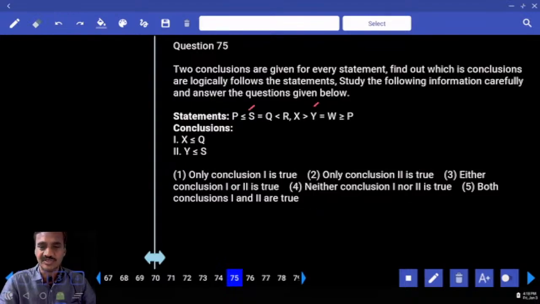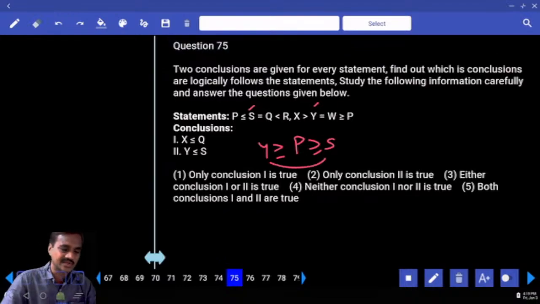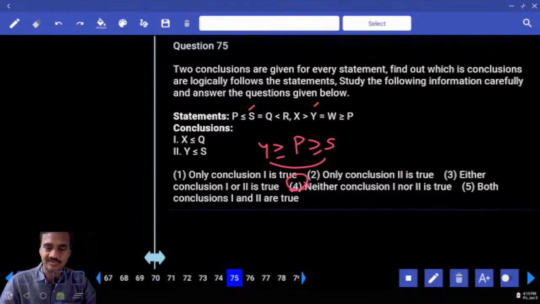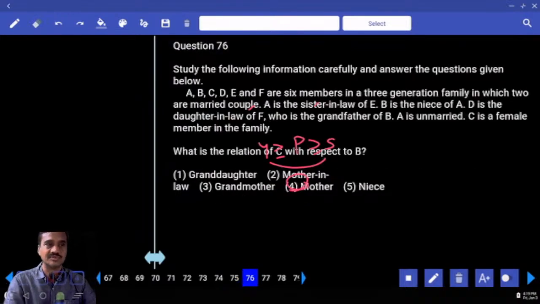And next one, Y and S. S is here and Y is here. Again, the element that is common is P. P greater than or equals to S. And at the same time, X and Y greater than or equals to P, Y greater than or equals to P. That is, Y greater than or equals to S is true. Lesser than or equals to S is false. Neither one nor two, choice 4, question number 75.